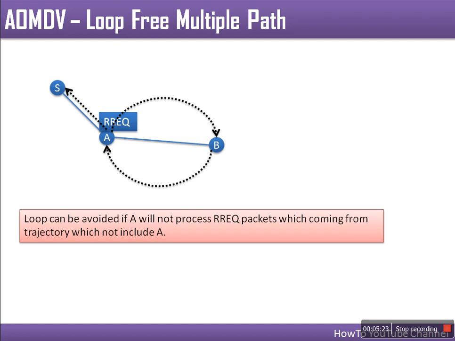Such a problem can occur in a situation when we allow a node to receive multiple route request packets. So how can this be avoided? This can be avoided if every node receives a route request packet only from a path, or trajectory, that does not include that node itself. Here this route request packet passed from A to B and then again to A. So A will simply not entertain this packet, because it is coming from a trajectory which already includes node A. We will see how this is achieved in AOMDV routing. So this is the first thing.